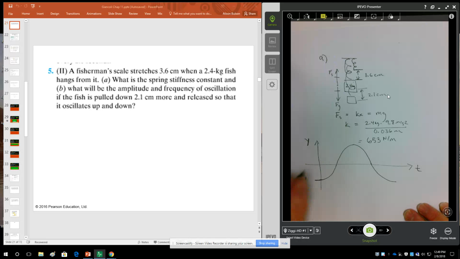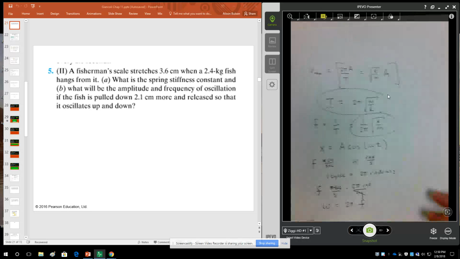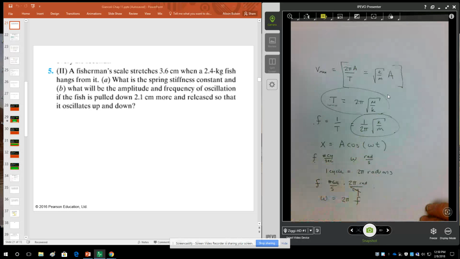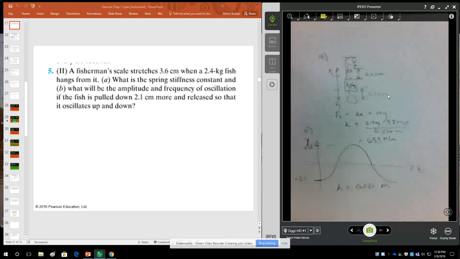What is the frequency of the oscillation? For frequency, of course, we need to go back to our derived frequency equation, and that was 1 over 2 pi square root of k over m, the number of oscillations per second. So 1 over 2 pi square root of k, which we've determined to be 653 newtons per meter, divided by the mass of 2.4 kilograms. That's the mass of the thing attached to the spring.